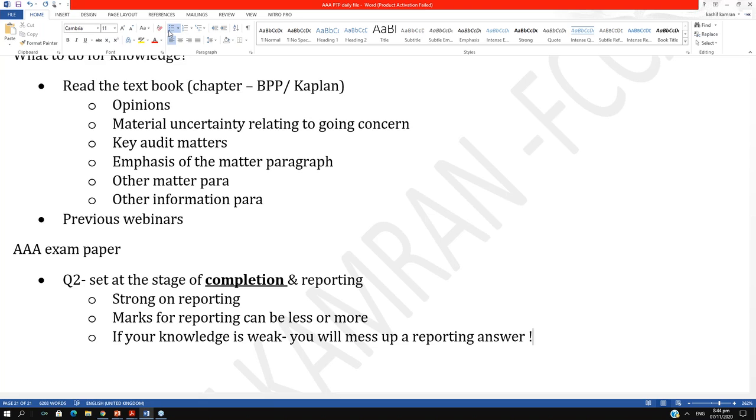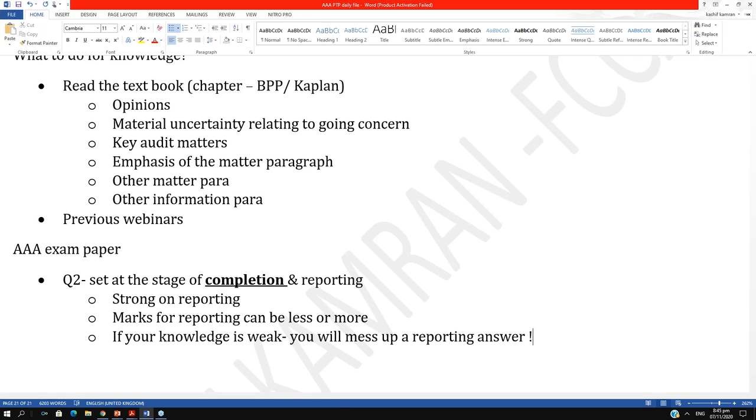So please ensure you revise the knowledge on reporting. I have covered the material uncertainty, I've covered the opinions, I've covered the key audit matters, I've covered the emphasis of matter paragraph, I've covered the other matter paragraph and other information paragraph, all in my previous webinars, right? Is that clear, everyone? So will you be revising the knowledge from the book or the previous webinars? But please ensure, till the time you don't have a sound knowledge, you might mess up a reporting question.